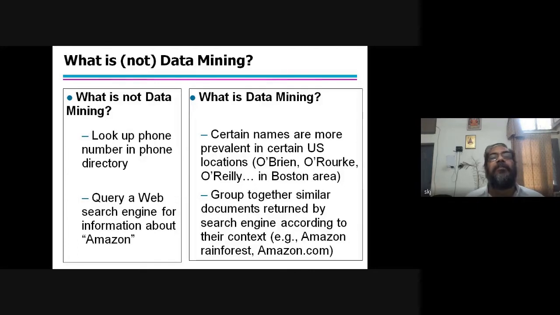What is data mining and what is not data mining? One example is shown here. What is not data mining? Looking up a phone number in a phone directory. If you make a data mining program just to get a number from a phone directory, it is not useful, it has no worth of using data mining. Similarly, querying a web search engine for information from Amazon. These kinds of simple cases are not uses of data mining.